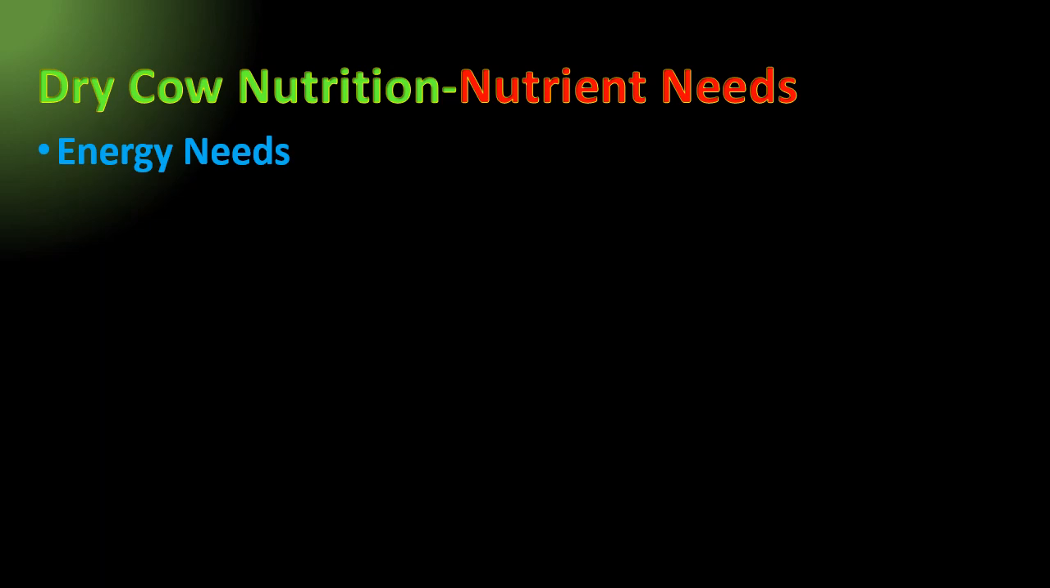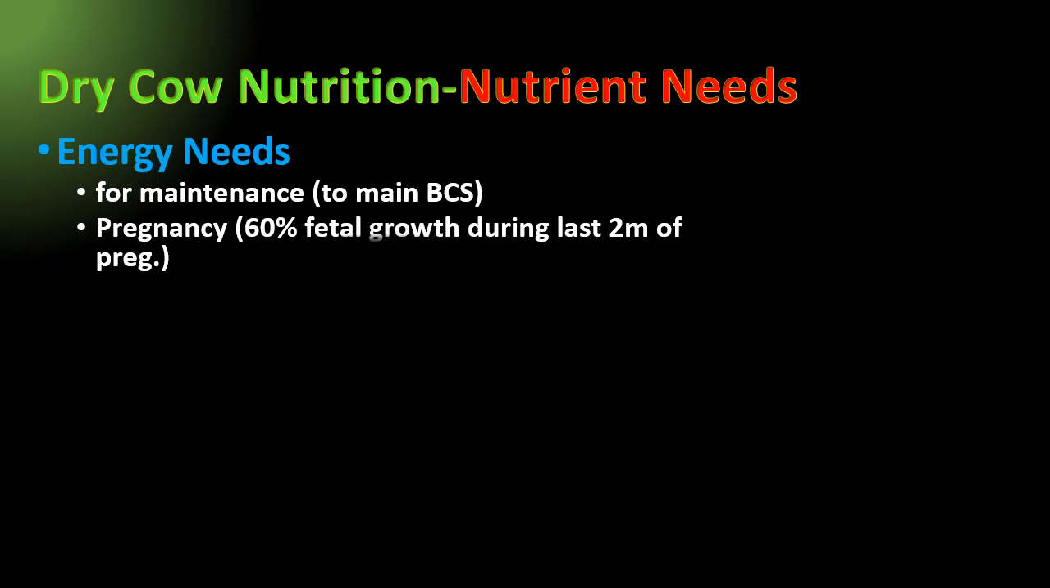First one is energy. During the dry period the energy needs of the cows differ from those during lactation. The cow no longer needs energy to produce milk. However, there is still a need for energy. That need is mainly for the development of the fetus. About 60% of the fetal growth occurs during the last 2 months of pregnancy.